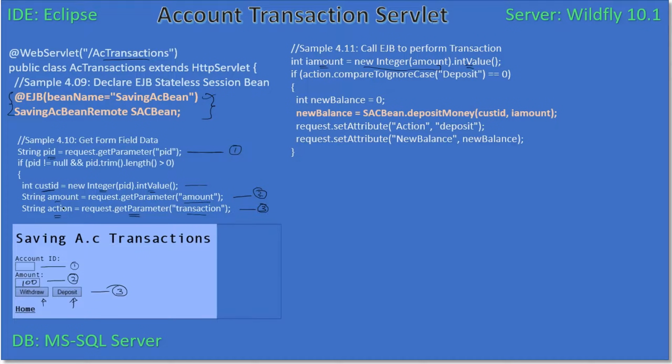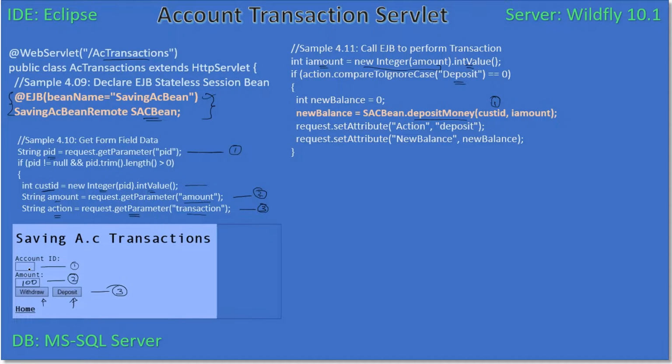Then here, we are checking whether the action is deposit or withdraw. The user can click either of these two buttons to submit the form to the account transaction servlet. That's why we are checking if the action is actually deposit. Then we contact our saving account bean, and we make a call to deposit money on our saving account. And if you see how we are passing the information, first we are passing the customer ID 1. You can see how the value is flowing from the form to here to our bean method.